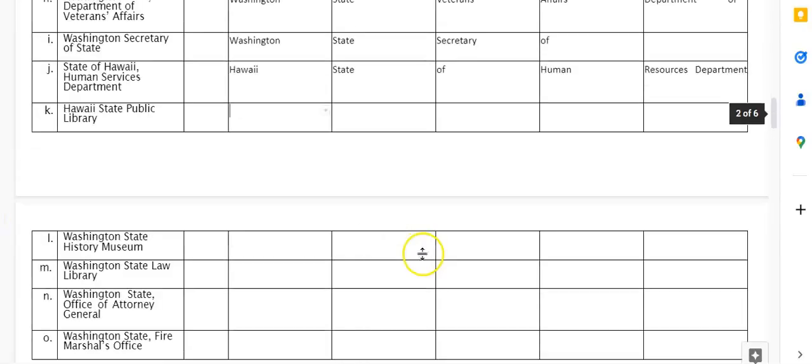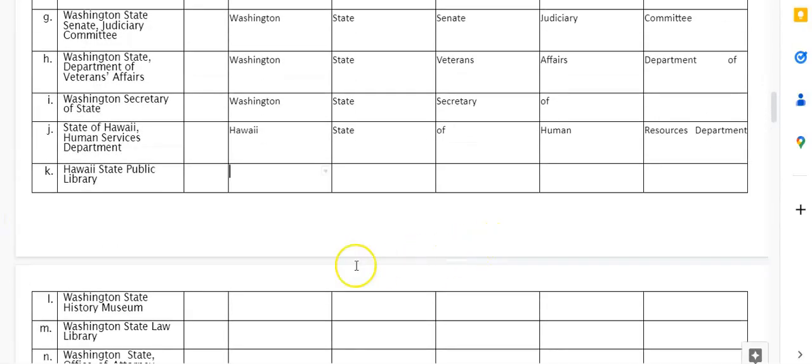You notice that there are a lot of these examples, and that's just because it is important for you to get these down. Okay, for this one we have Hawaii State Public Library. The name of the state is Hawaii. State, and then public and library.